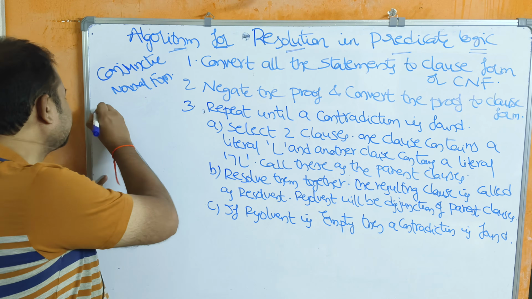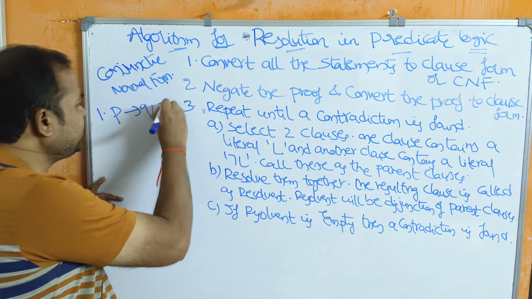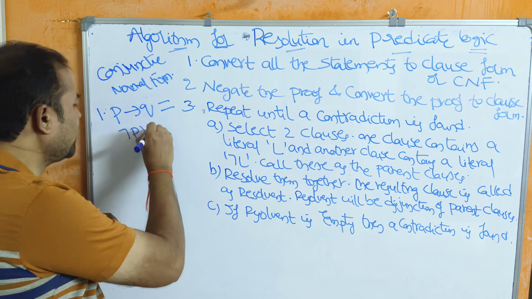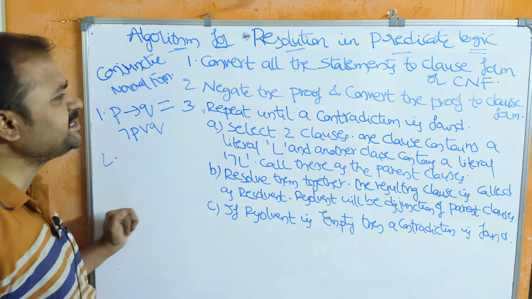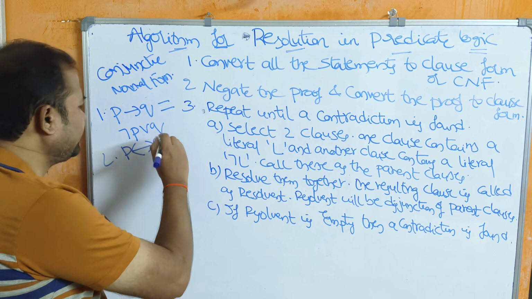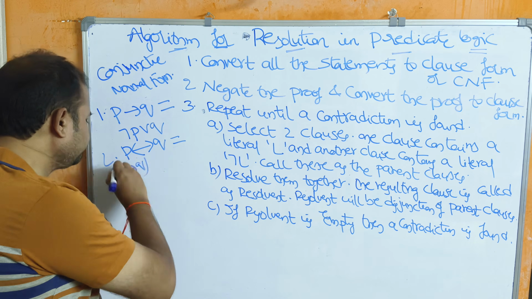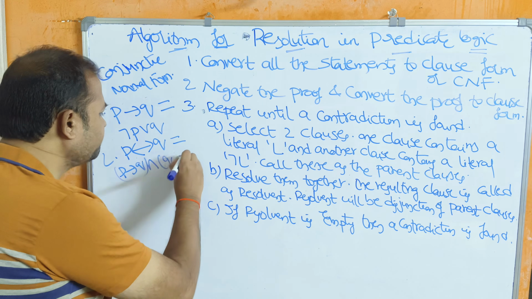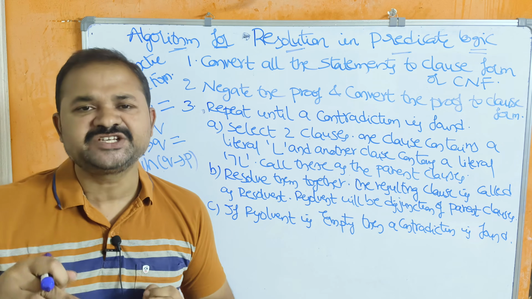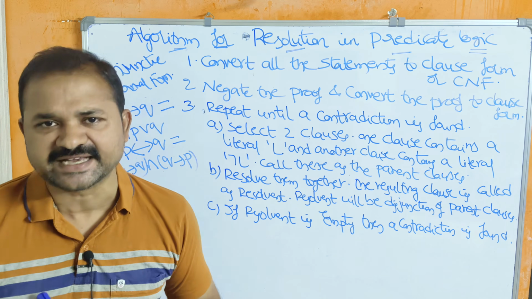The first step is, if the statement contains implication, then it should be replaced: P implies Q equal to negation P or Q. The second step is, if the statement contains the biconditional operator, then it should be replaced with P implies Q and Q implies P. Next, third step, move the negation inwards. That means we need to apply De Morgan's laws.